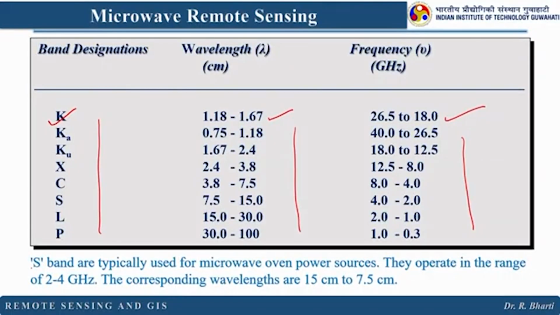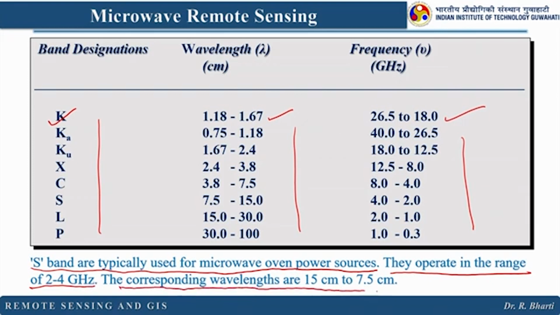And the most common example of this microwave is, you can see a microwave in your kitchen, right. So, S bands are typically used for microwave oven powered sources, right. They operate in the range of 2 to 4 gigahertz. The corresponding wavelengths are 15 centimeter to 7.5 centimeter. So, here now you have to understand, we are using this microwave technology in our day to day life, right.